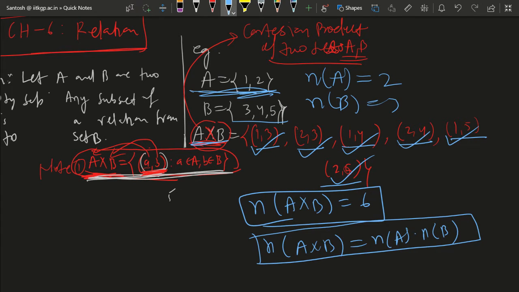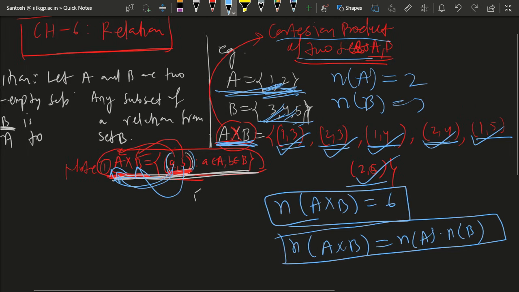Okay. So A, I took the set containing 1 2. A has 2 elements. B, I took the set containing 3 4 5. So B has 3 elements. And A cross B is called the Cartesian product of two sets. The definition is that it's a set of ordered pairs (a, b) such that the first element belongs to the first set and the second element belongs to the second set. You have to write all those ordered pairs, like 1 3, 2 3, 1 4, 2 4, 1 5, 2 5. These are all ordered pairs such that the first element is in the first set and the second element is in the second set.